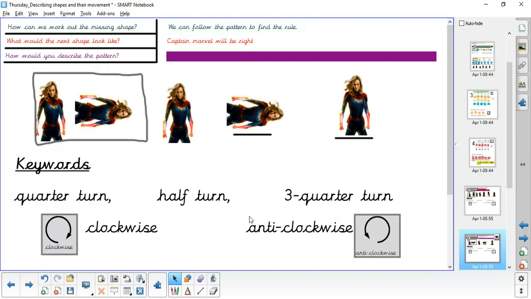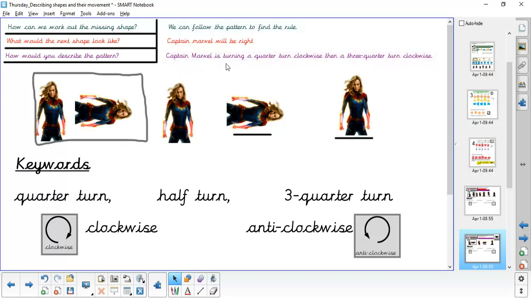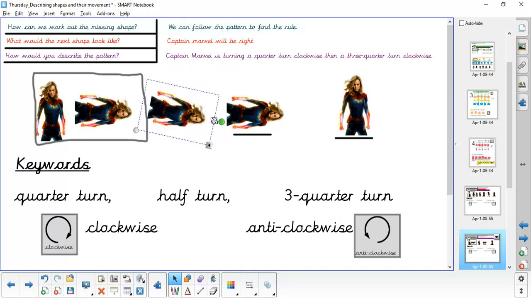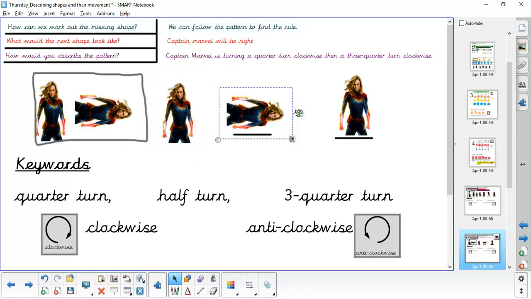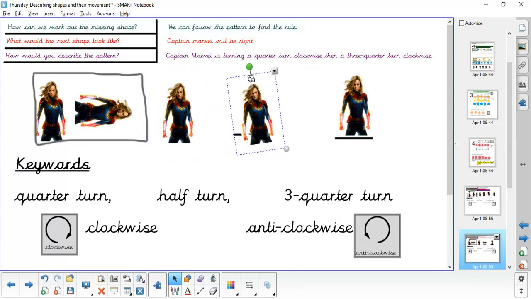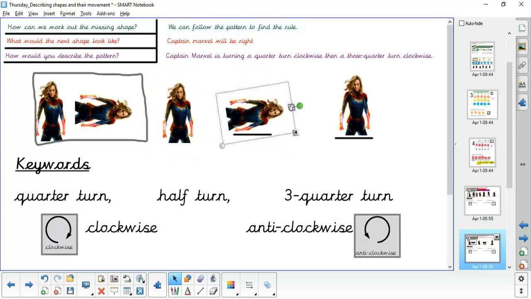How would you describe the pattern? Again, pause the video, have a go at writing it down, and then I'll reveal the answer. So the answer that I would write is Captain Marvel is turning a quarter turn clockwise, then a 3/4 turn clockwise, because she's here turning a quarter turn, and when she's in this position, it would be a 3/4 turn back to where it would be.